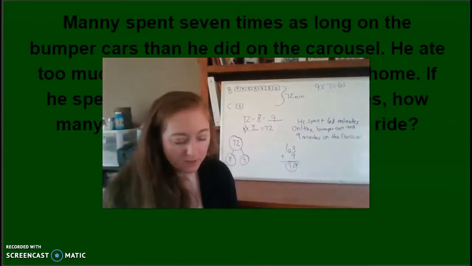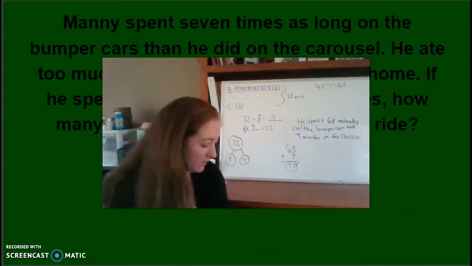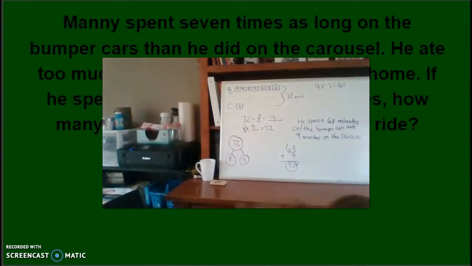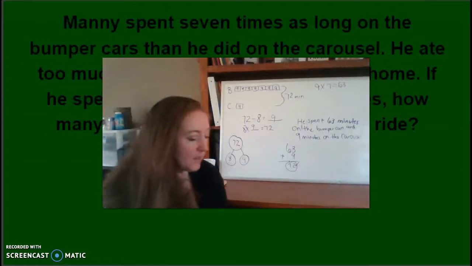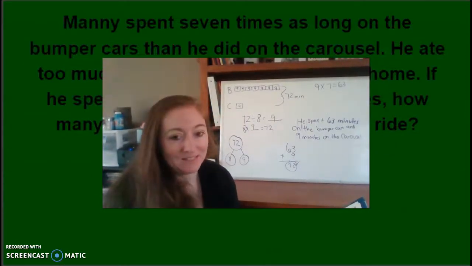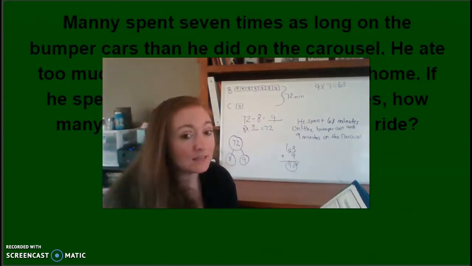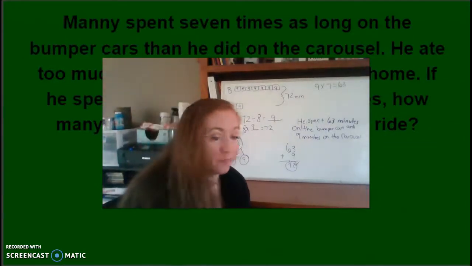Before you get off, I just wanted to let you know that on the worksheet there is an error on the second question. The second question says, Lance spent 7 times as long on the bumper cars. It should be that Lance spent 6 times on the bumper cars, not 7. Right? If not, the answer will be wrong. It won't be an even number, it'll be a remainder, and that's not what I was aiming for. So again, Lance spent 6 times as long on the bumper cars.